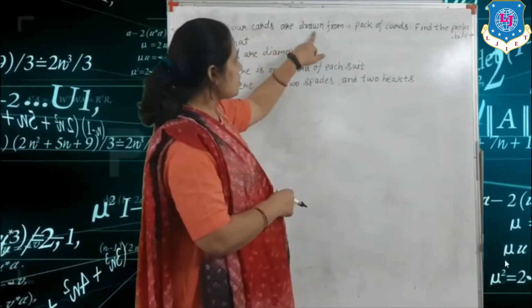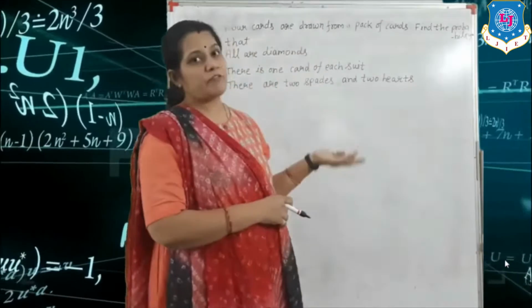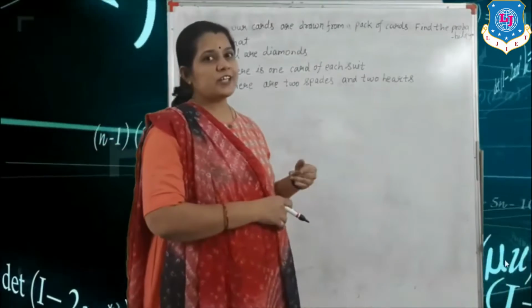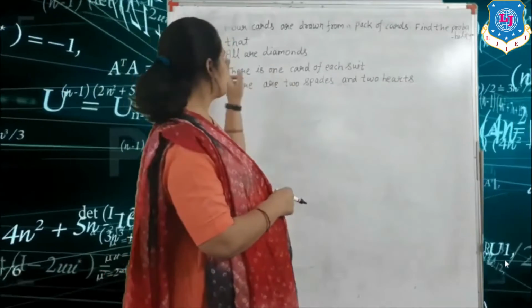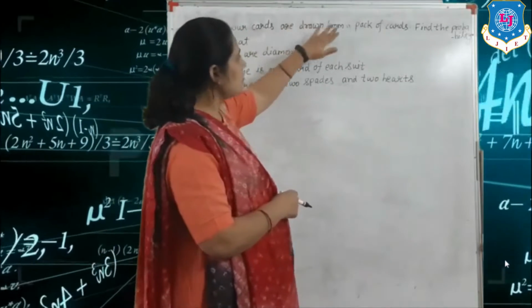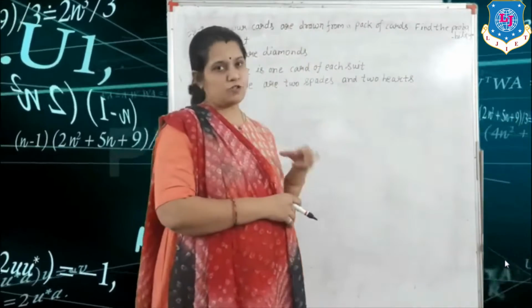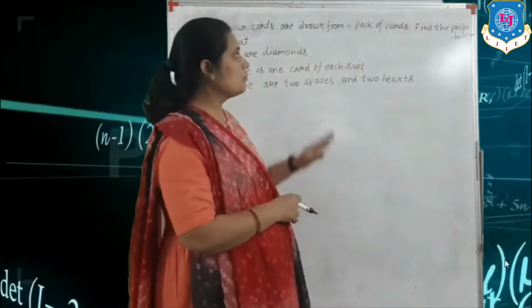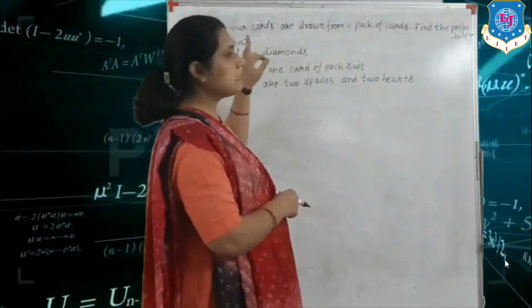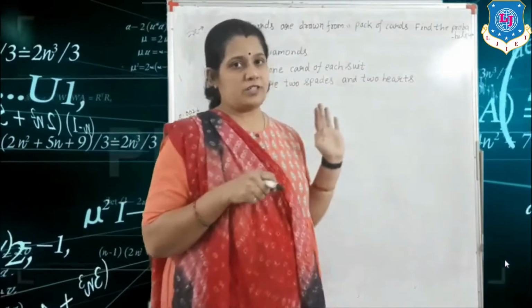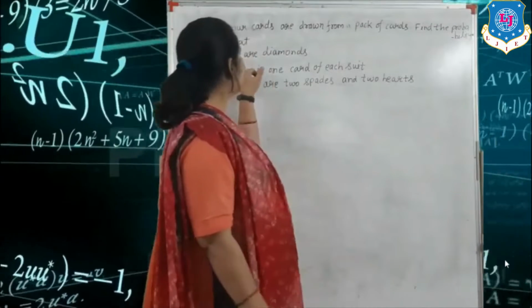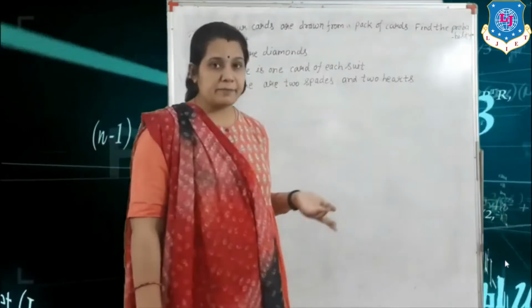4 cards are drawn from a pack of cards. We have already known that the total number of cards is 52. So 4 cards are drawn from a pack of 52 cards. Find the probability that, when we randomly take out the 4 cards, first, all are diamonds.